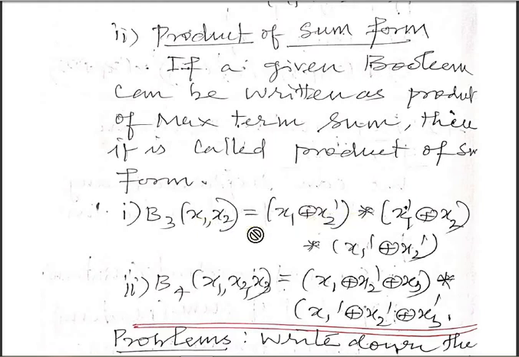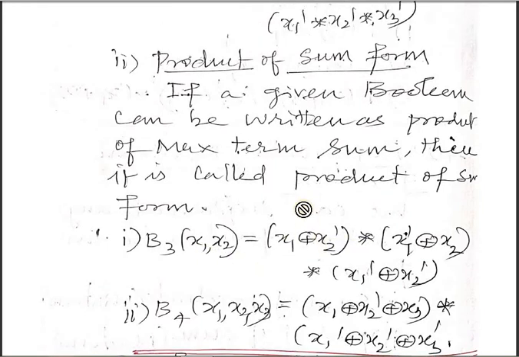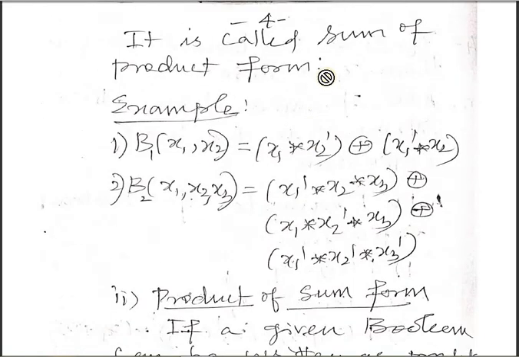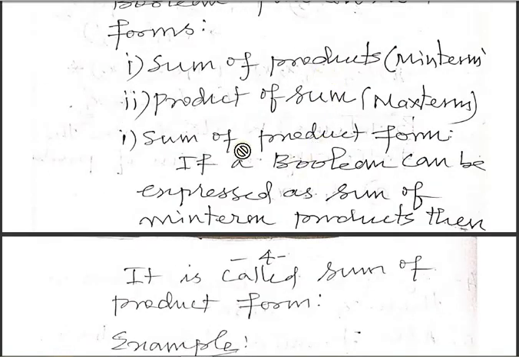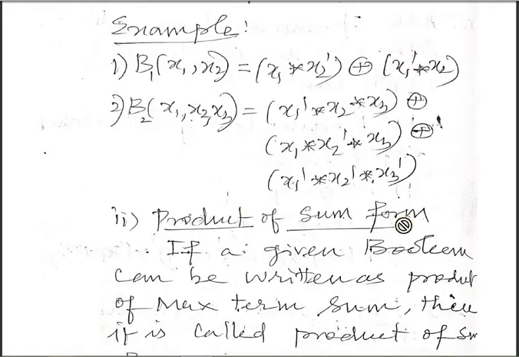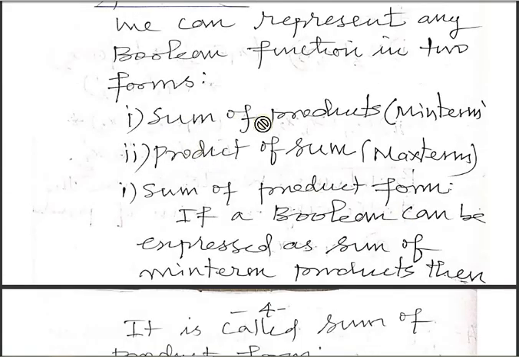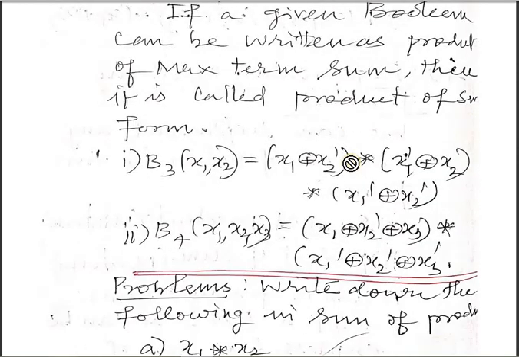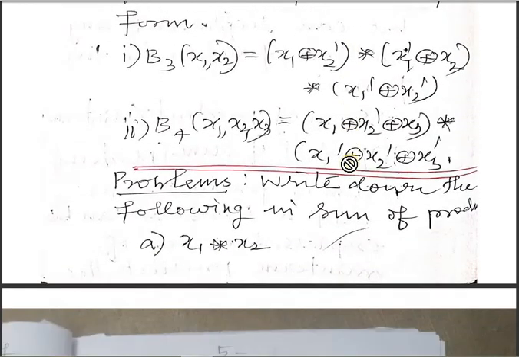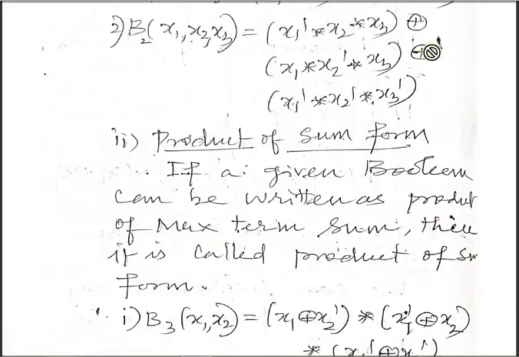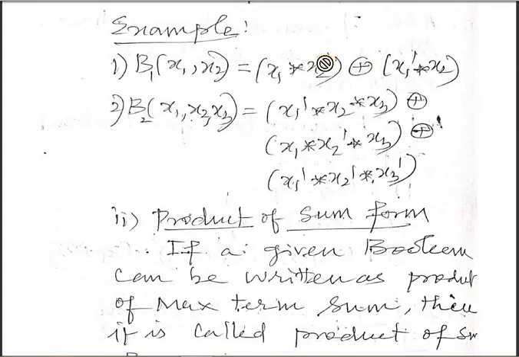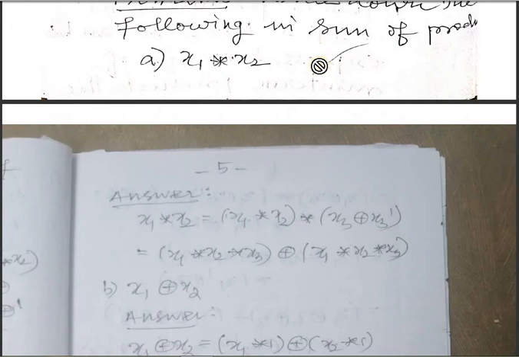So any Boolean expression can be written as product of sum form or sum of product form. Anyway, we can write. So these are expressions of sum of products or product of sums, and this is what? Product of sums. This is what? Sum of products. Now we'll have one example for that.